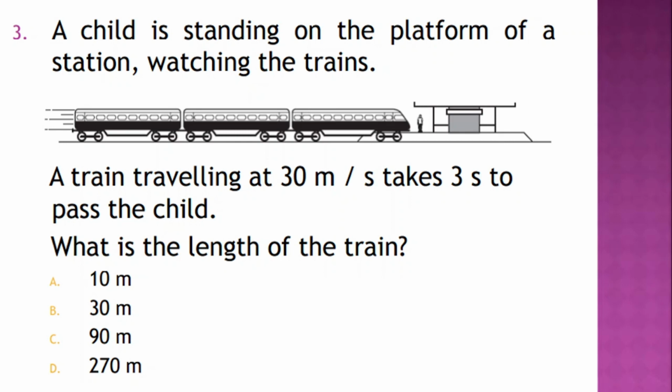by passing the child. So the total distance, that is the length of the train, is required, and we are given the speed 30 meter per second, and the time taken by the train to pass the child is 3 seconds. So the time taken is 3 seconds, and the speed is 30 meter per second.